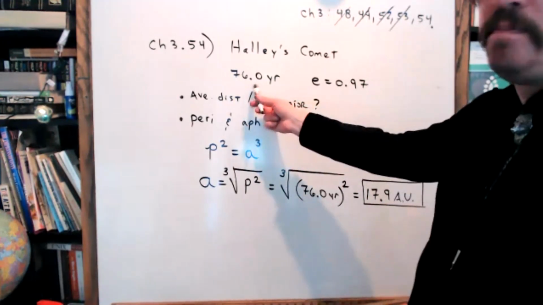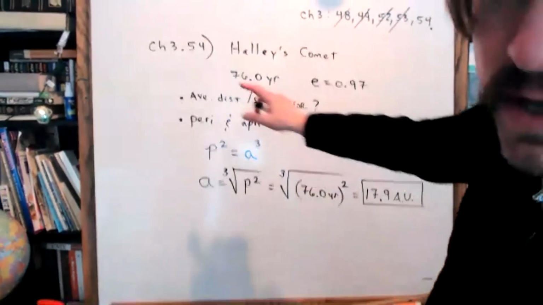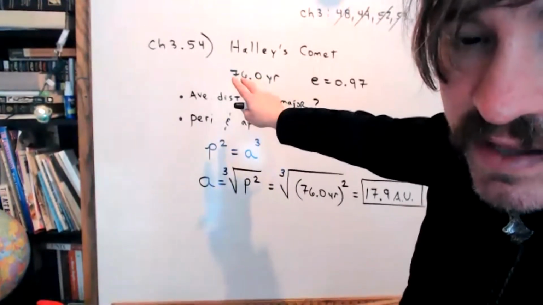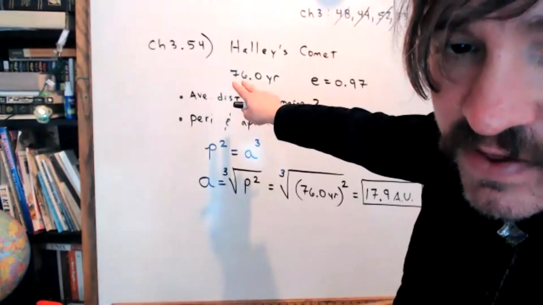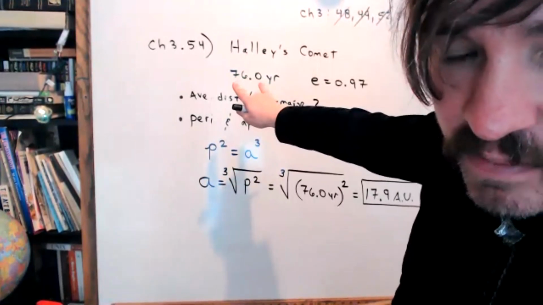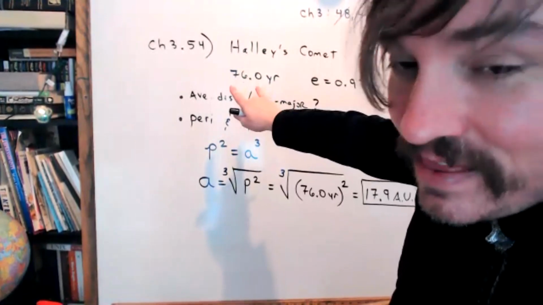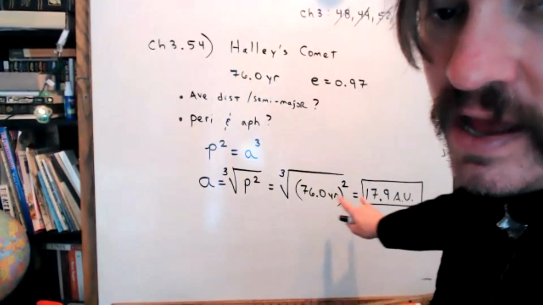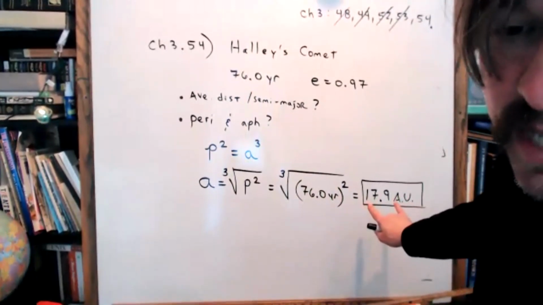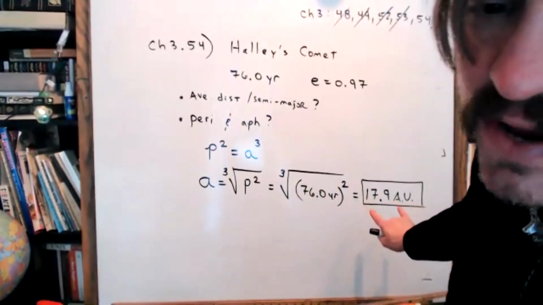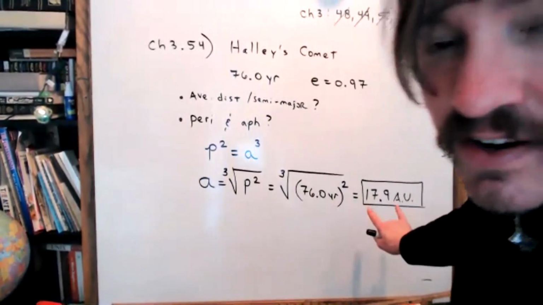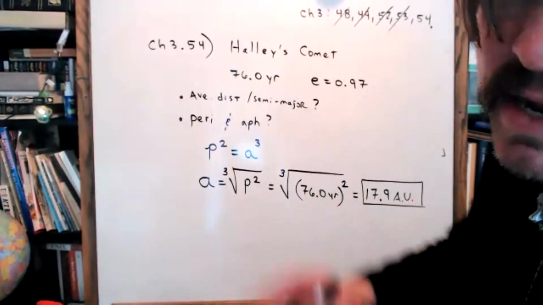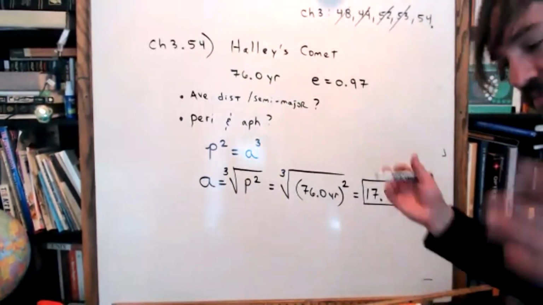Well, this is why I was bugging Ryan about the 0.0. 76.0 is different than 76. 76 means I know the period to the nearest year. 76.0 means I know the period to the nearest tenth of a year. Since there are 3 sig figs going into my computation, I am allowed, if I want, to keep 3 sig figs coming out. On the other hand, 18 AU would have been a little bit cleaner and nicer to look at, but since I made a big deal about the precision, I'm keeping 3 sig figs.